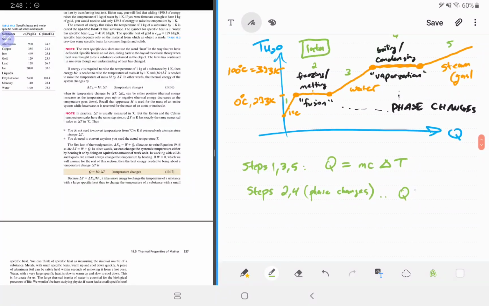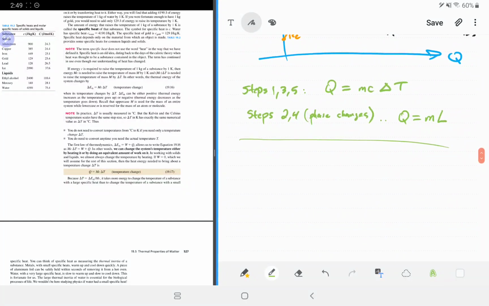So Q is going to depend on how much stuff you have, right? If we have twice as much ice, it's going to take twice as much energy to melt that ice. So it makes sense that it's proportional to mass. And other than that, it's just some constant that depends on the particular phase change. So you might see these equations with various subscripts, like right here, you might see an F or a V. And that has to do with the latent heat. I'll talk more about this equation later on, but let's first focus on steps 1, 3, and 5.